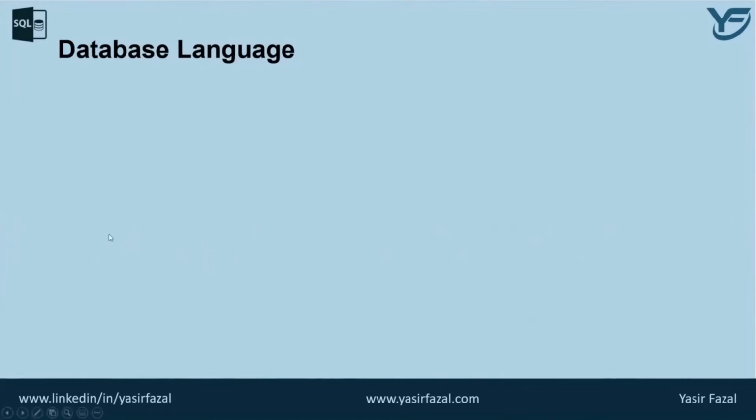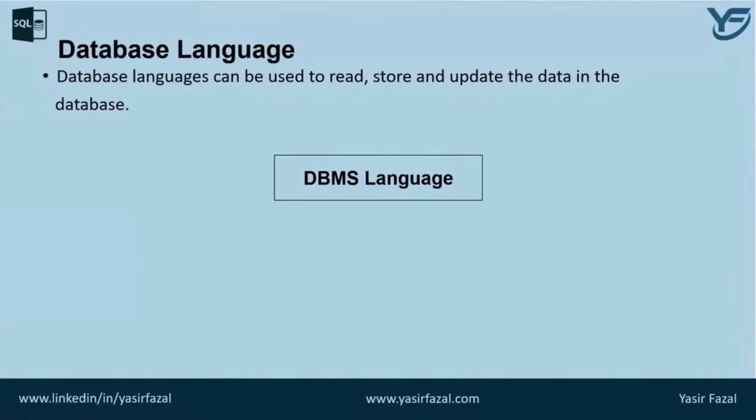With respect to functionality, any database language needs to perform four main functions. The DBMS language is subcategorized into four languages. The first one is DDL, the data definition language, and it is used to define the database structure or the pattern of the database.